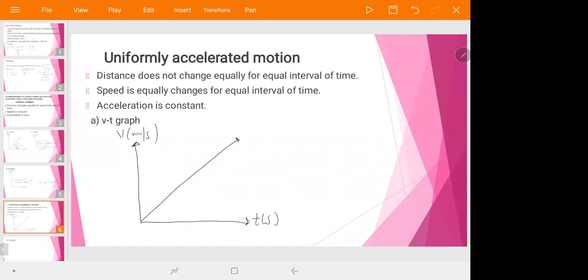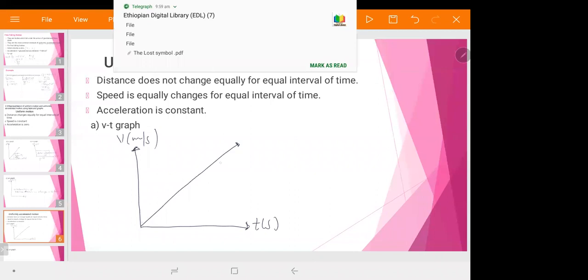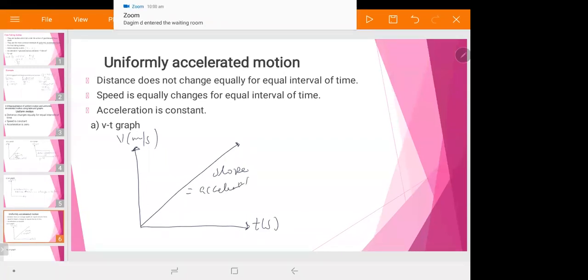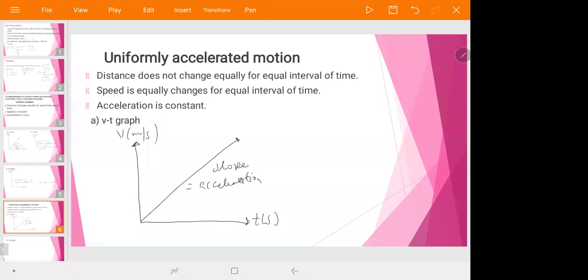Therefore, look, the slope of this graph is equal to acceleration, okay? The slope of this graph is equal to acceleration. And in this velocity time graph, the area under this one is equal to displacement. It seems like what we have seen in uniform motion.